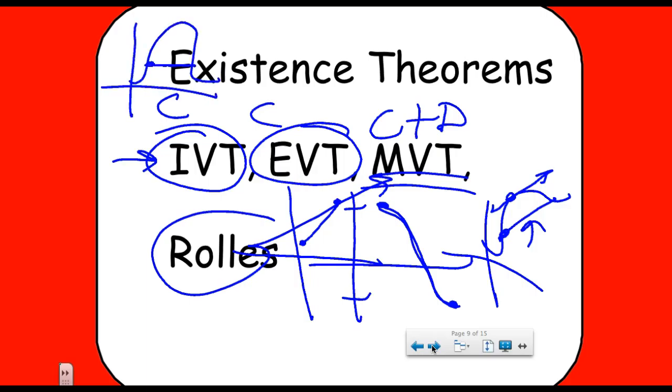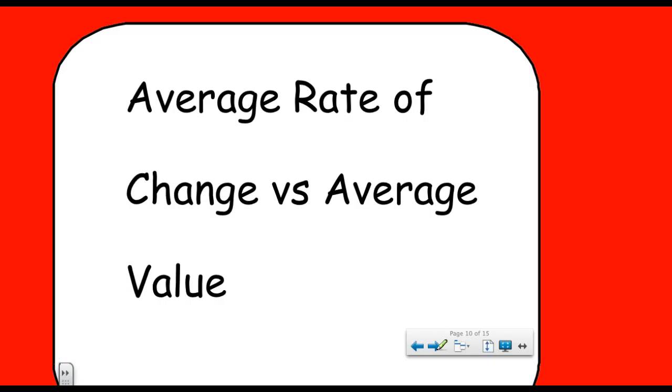Yeah, it said that if the secant line's slope is 0, there's a place where the derivative is 0. So it's specifically that, both of these being 0. You don't need to know its name. Next, do you remember the difference between these two things?